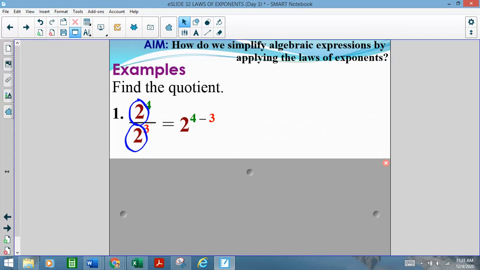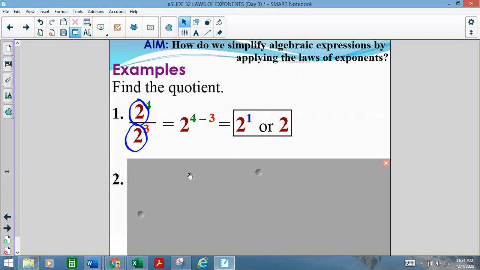So what is 4 minus 3? Now we have 2 to the 1st power. Now it's okay to leave your answer like that, or if we simplify it further, we know that 2 to the 1st power is just simply 2. Either way is correct. Let's try our second model problem.